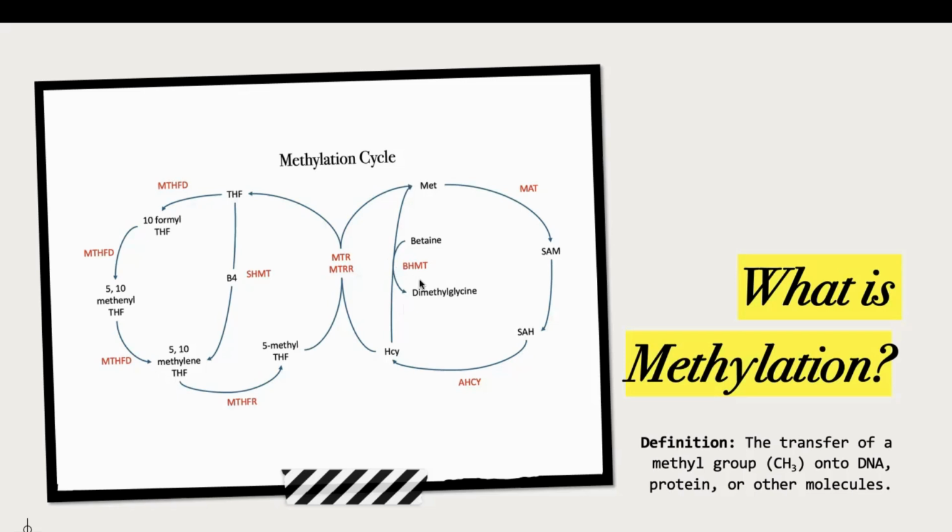But that's basically what methylation is. It's a cycle. It's not just one chemical reaction. It's a cycle that relies on a whole series of chemical reactions to work well and do what it needs to do. That means it relies on a number of different genes that produce a number of different enzymes that facilitate all of those different reactions.